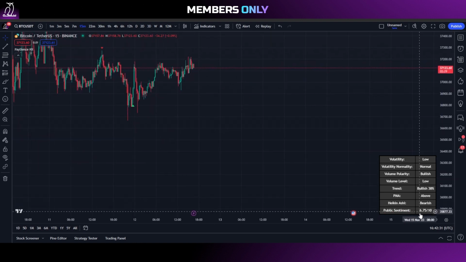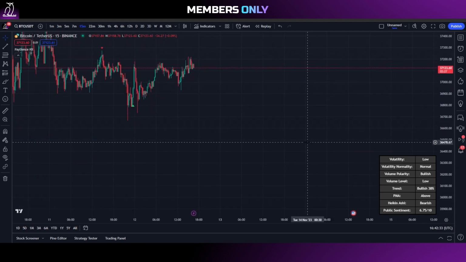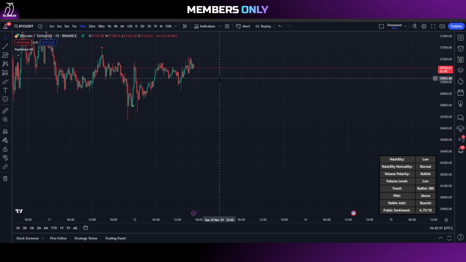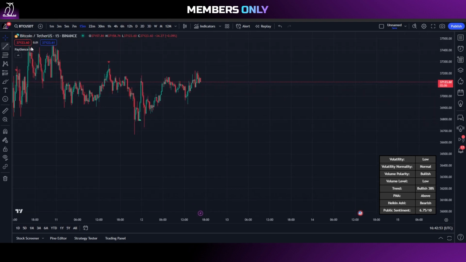Now, finally, we have the public sentiment, which is going to show you a score out of 10 on the public sentiment. And this is measured by some behind the scenes math. And essentially, this is just one thing for confluence, which means putting a bunch of tools in the pot and seeing if they match up to verify your trade idea. So that is the Paytience monitor.